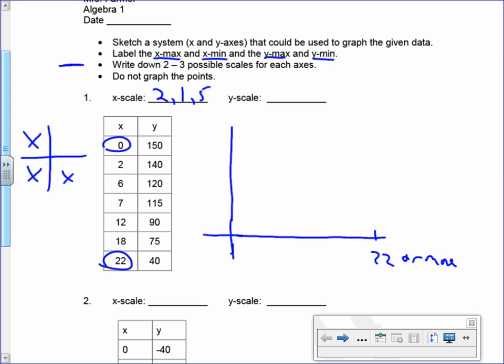What's the highest one? 150. So you're going to put 150 or higher, something there to tell yourself. Okay? And what scale do we think we want to go? Now, we're going to go from 0 to 150.